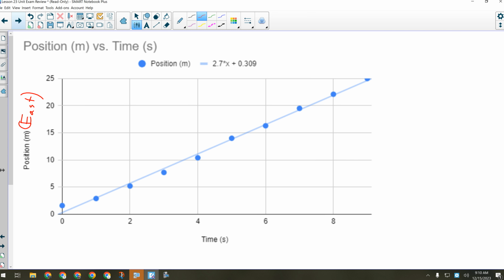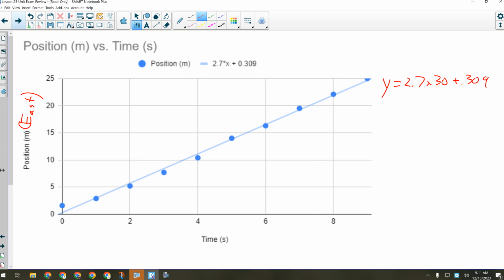What is the position of the object after 30 seconds? Would it just be 2.7 times 30 plus 0.309, right? So that's an east position. This would be a y equals mx plus b calculation, so we would have 2.7 times 30 plus 0.309, and you would get your number.